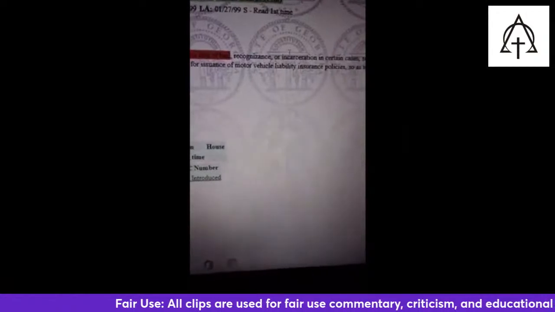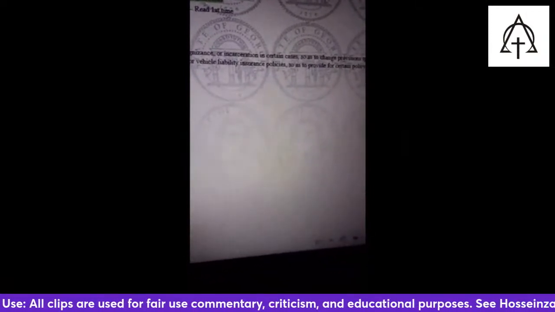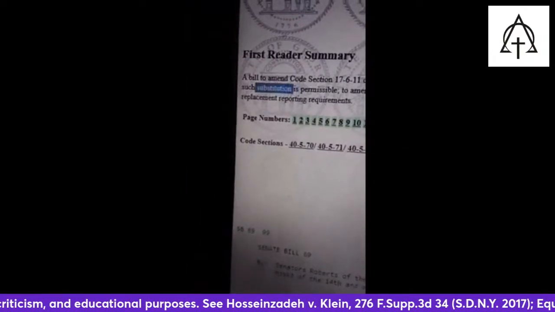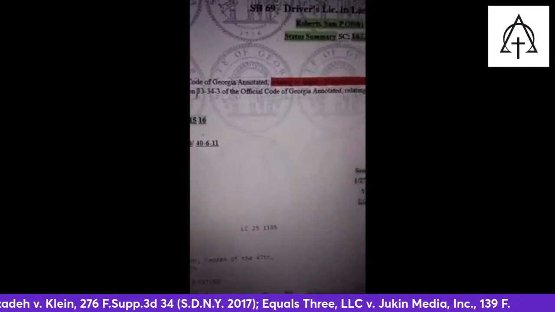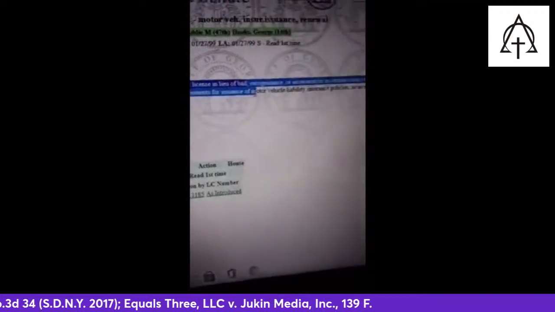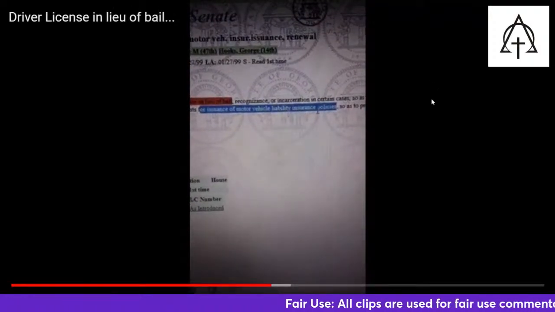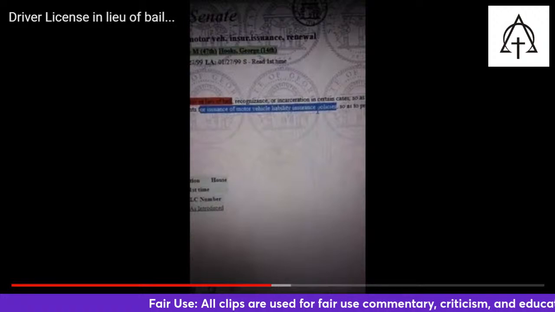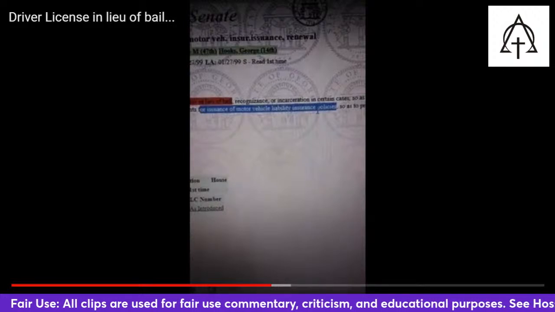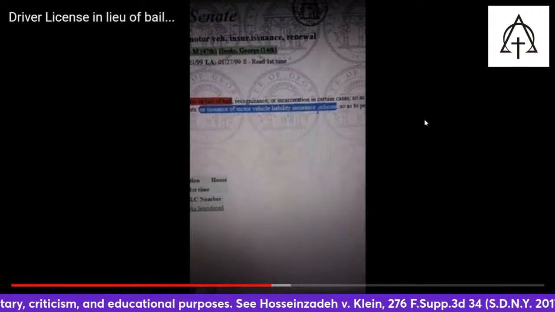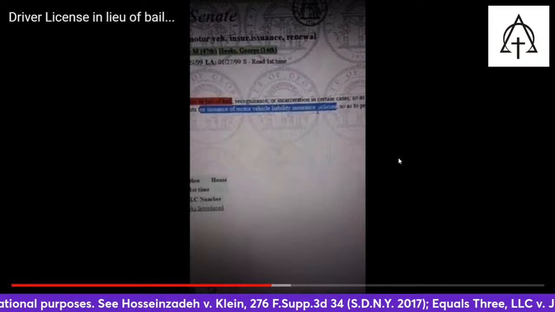Recognizance, meaning recognition or incarceration in certain cases, so as to change provisions specifying the cases in which such substitution is permissible. To amend Section 33-34-3 of the Official Code of Georgia Annotated relating to requirements for issuance of motor vehicle liability insurance. Motor vehicle liability insurance policies. Again, insurance, if it was law, it wouldn't be called a policy, right? It would just be required as insurance. But every last time you will find out it is an insurance policy.